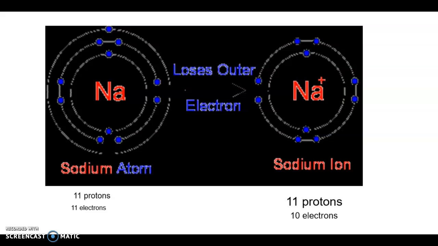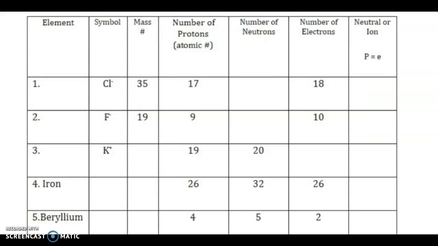The reverse example of this would be if I gained an electron and I had more negatives than positives, then we would have a negative ion. Your assignment for this is going to look a lot like the isotope assignment where we have just a big chart to fill in. So I'll do the first couple for you and then I'll leave you to your own devices to figure out the rest.